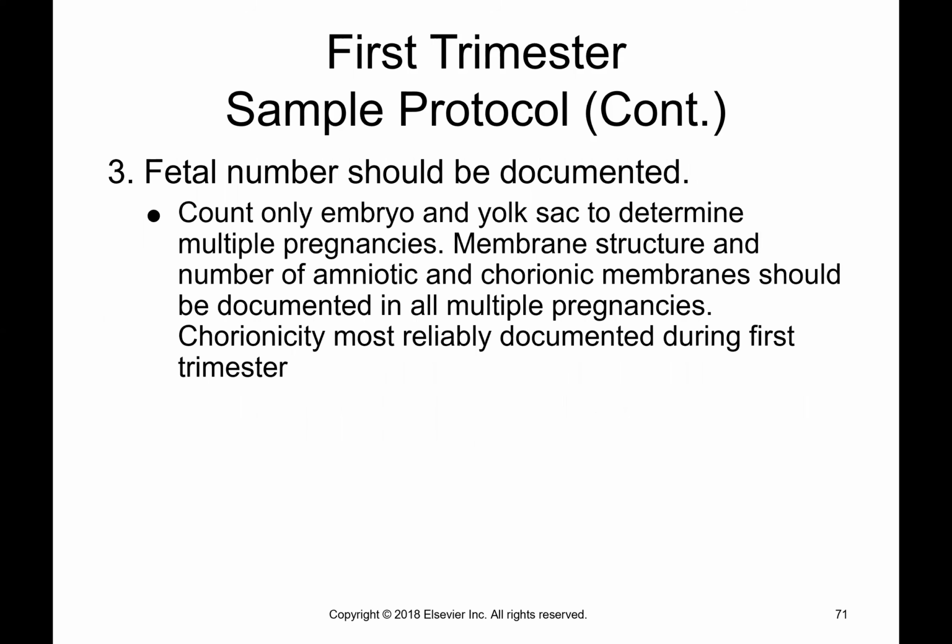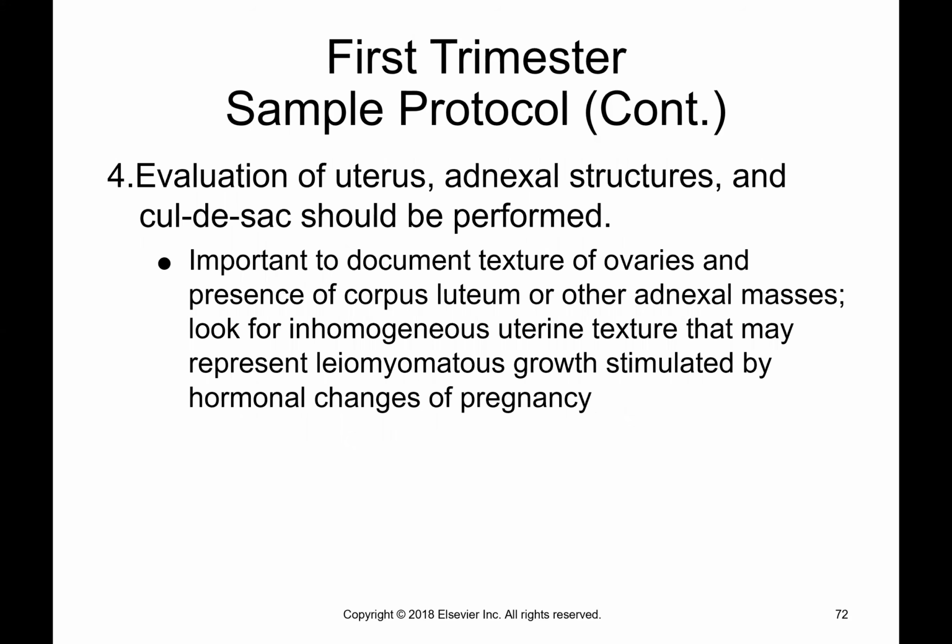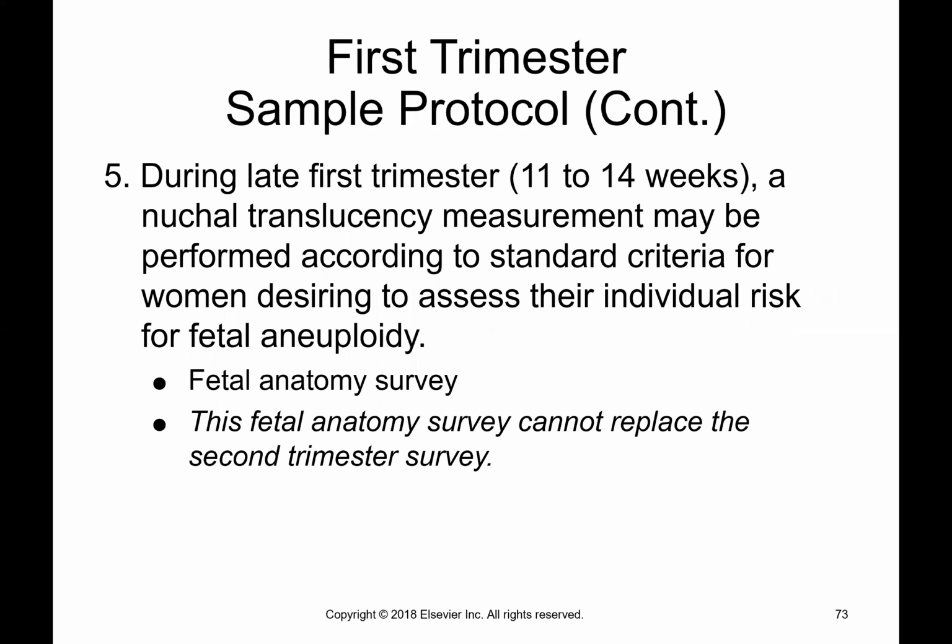We should look for multiple gestations. You want to count the embryos and yolk sacs to determine multiple pregnancies. You want to evaluate the uterus, adnexal structures, and cul-de-sac. And during the late first trimester, you could look at the nuchal translucency.